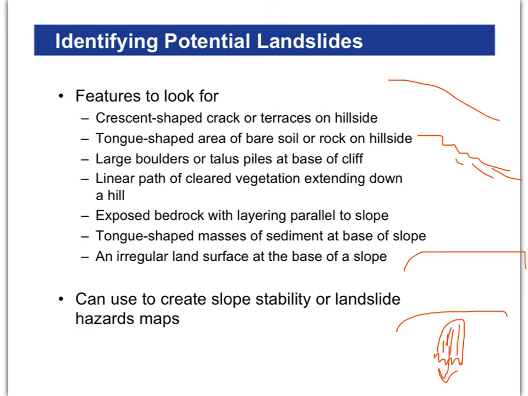I mentioned the tongue-shaped masses already, kind of like this in the lower right. Anything irregular about the base of a slope indicates that something has moved. Remember, most slopes and most landforms weather or erode uniformly. Any irregularity means that something happened there, some sort of irregular movement. And so what we do is we create hazard maps where places are highlighted where landslides are most likely to occur.